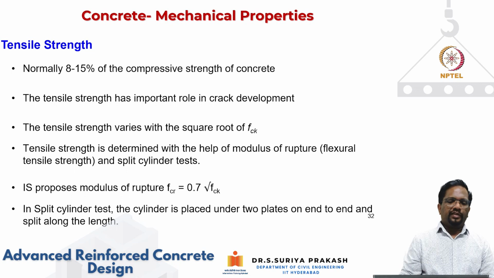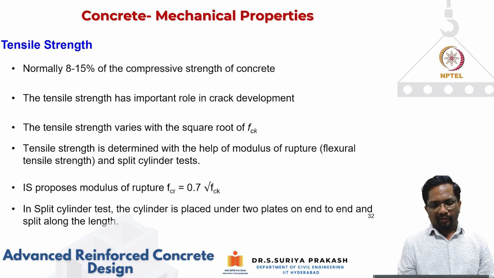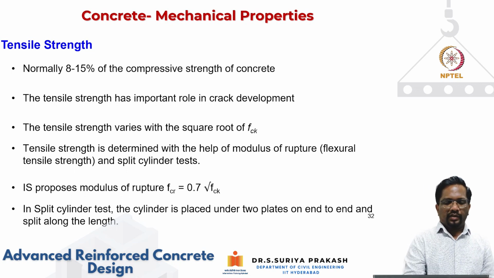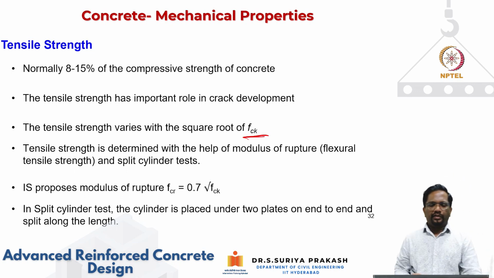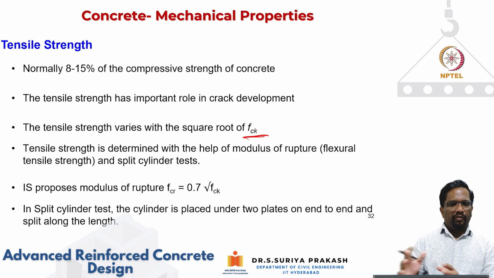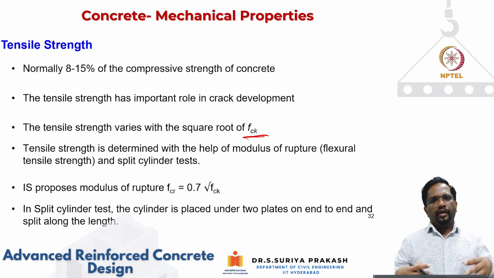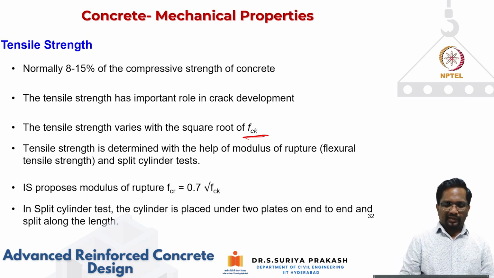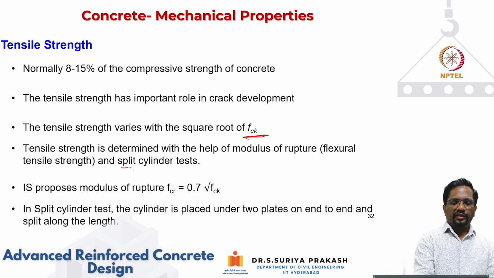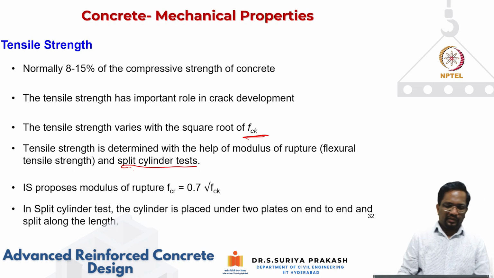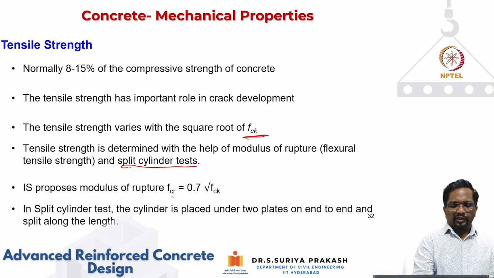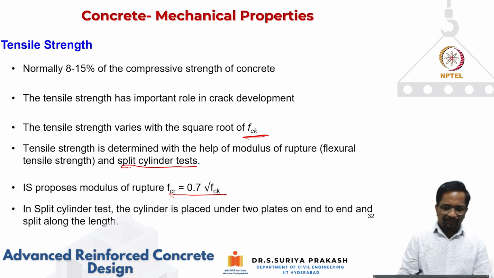And tensile strength has a very important role in crack development. And the tensile strength varies as a square root of fck. And tensile strength is usually tested in a simple form. We can test it in bending, create tension, and find out the bending tensile strength. And another easy test to do is the splitting tension test. And our IS code proposes the modulus of rupture as 0.7 square root of fck.